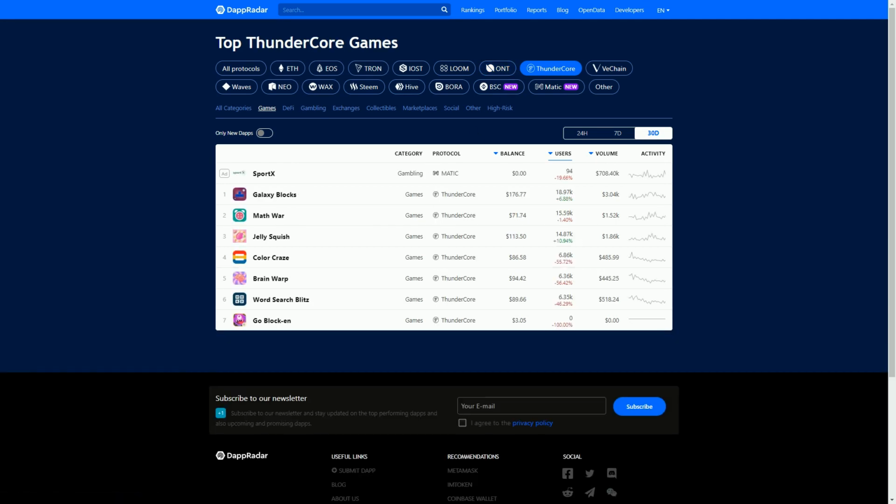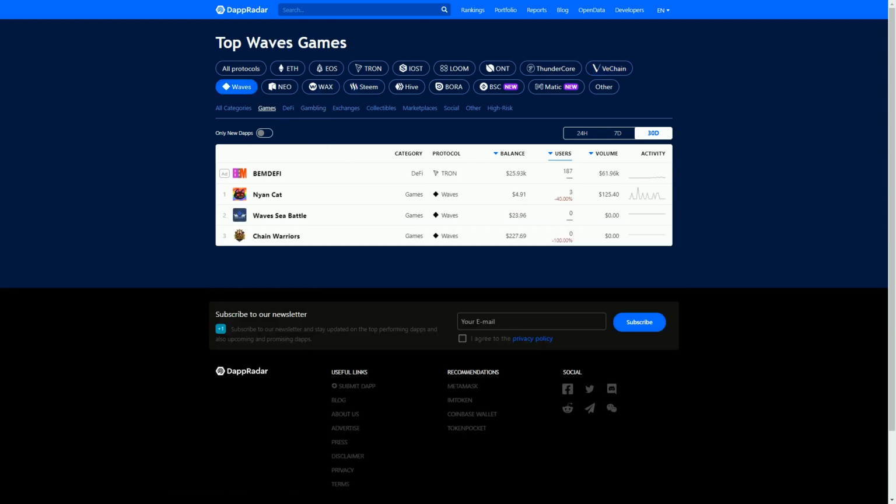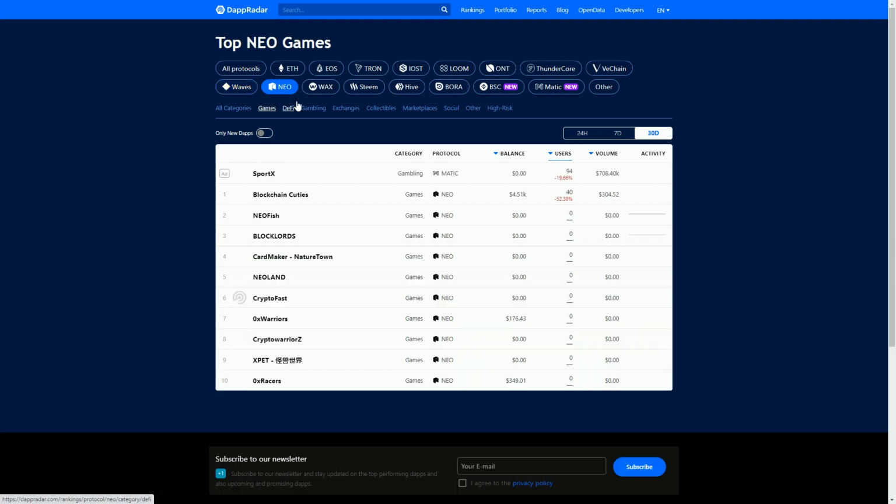Thundercore's an interesting one. There's not many dApps on Thundercore, and these are all centralized dApps. A lot of activity on them. You can see it's all the same. Basically, these are very simple, almost like hyper-casual mobile games, and people are incentivized to play these because they get rewarded in the TT token. So there is gaming going on here, but it's a very specific sort of incentivized gaming. So don't take that terribly seriously. VeChain, nothing. Waves, again, not really anything going on. Neo, once touted as the Chinese Ethereum, dead for gaming.